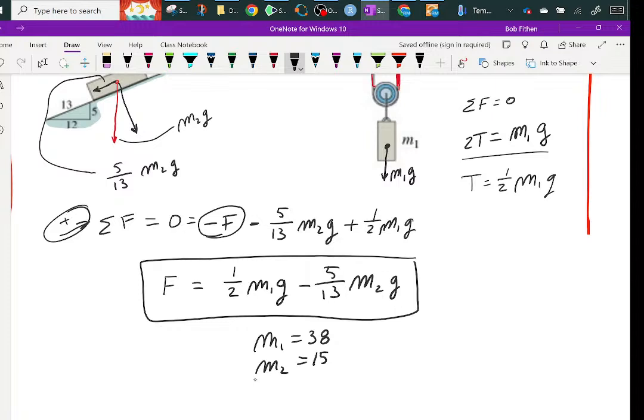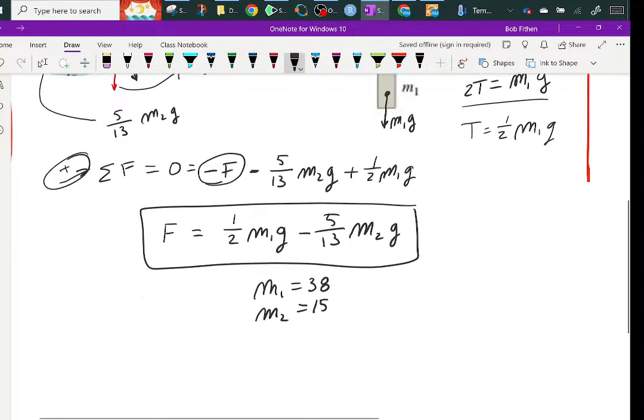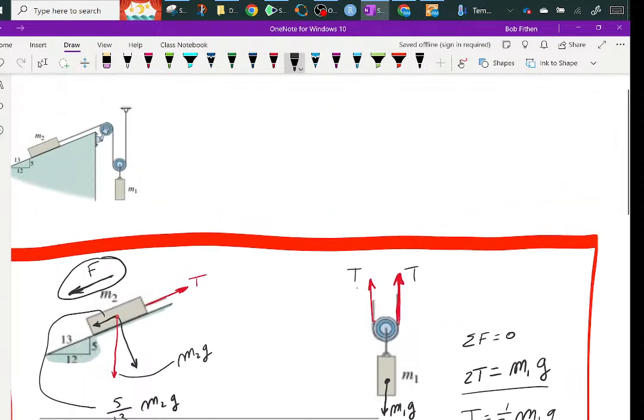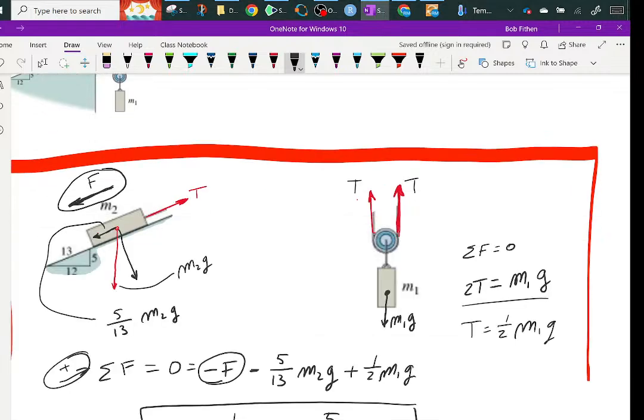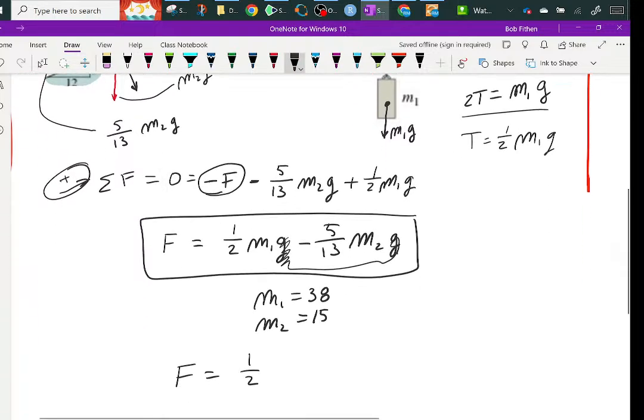And that's all I really need to know. So is it positive or negative? 1/2. I really don't even care what G is because I can just leave it in as G. I just want to know if F is positive, meaning I'm actually holding this weight from sliding in that direction. If it's negative, it means it's going to go the other direction.